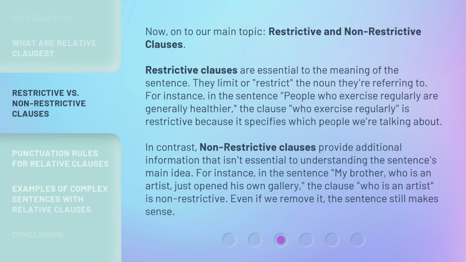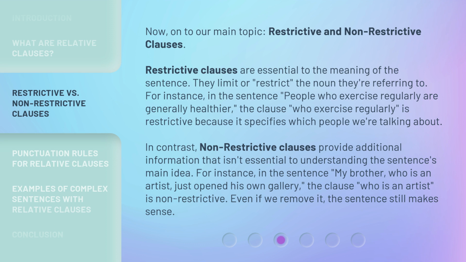Now, on to our main topic: restrictive and non-restrictive clauses. Restrictive clauses are essential to the meaning of the sentence. They limit or restrict the noun they're referring to. For instance, in the sentence, people who exercise regularly are generally healthier, the clause, who exercise regularly, is restrictive because it specifies which people we're talking about.